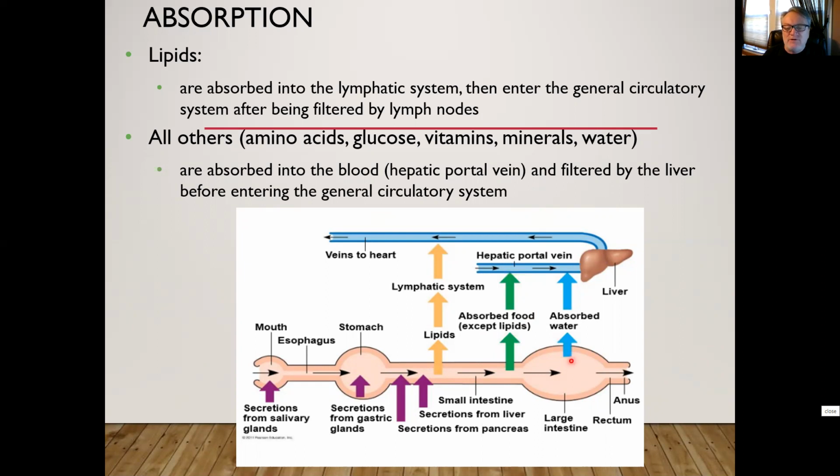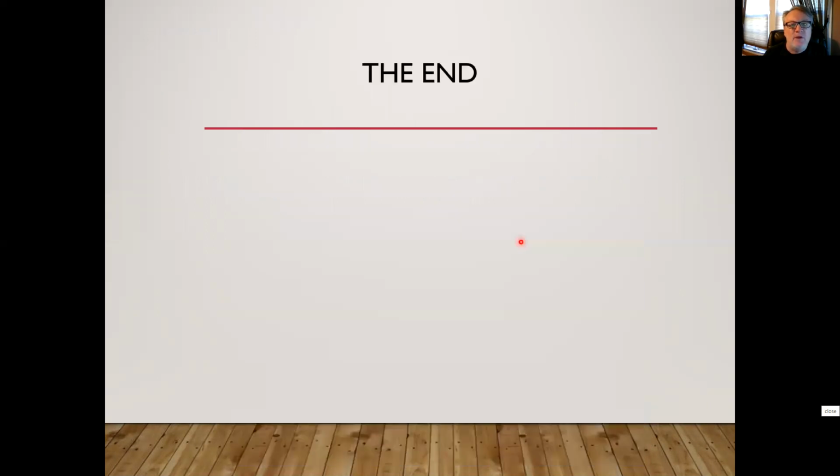And then in the large intestine, while a few vitamins and minerals are also absorbed along with the water, primarily we're reabsorbing water. All of this, with the exception of the lipids, will end up passing through the liver, where we have the opportunity to detoxify things before it gets sent out to the rest of the body. So that's a quick summary of the digestive process.